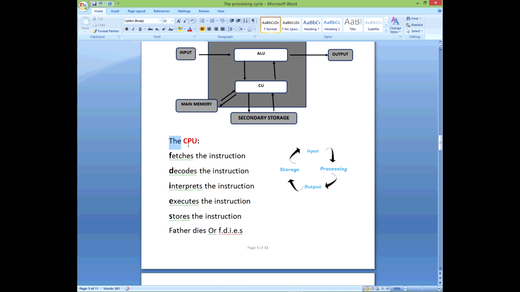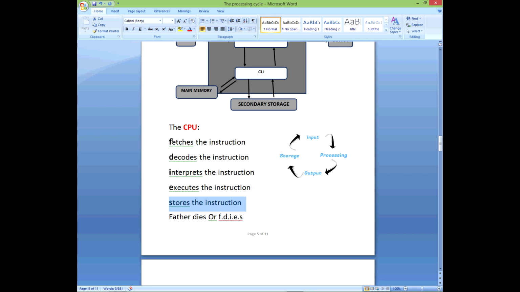So the CPU now, this is the cycle that it goes through. Every time you put in an instruction or you put in data, the first thing it does is it fetches the instructions, open this file. It decodes the instructions, which file it's supposed to open, where it's supposed to save it. It interprets the instruction as in this is this type of file, it should be opened by this program. Then it executes it by opening the program, then it stores the instruction or the result, which is to put it to the screen or save it to the required secondary storage.